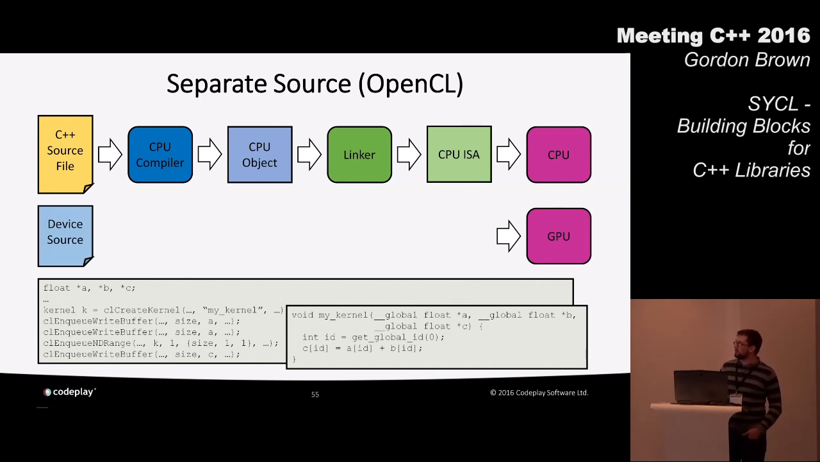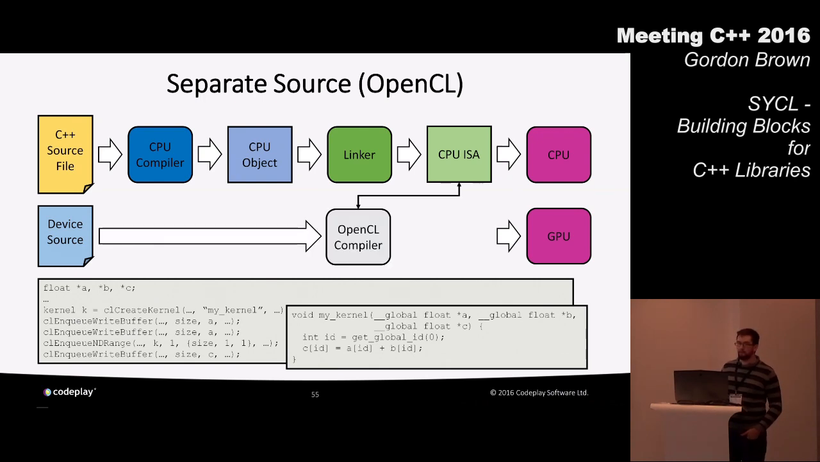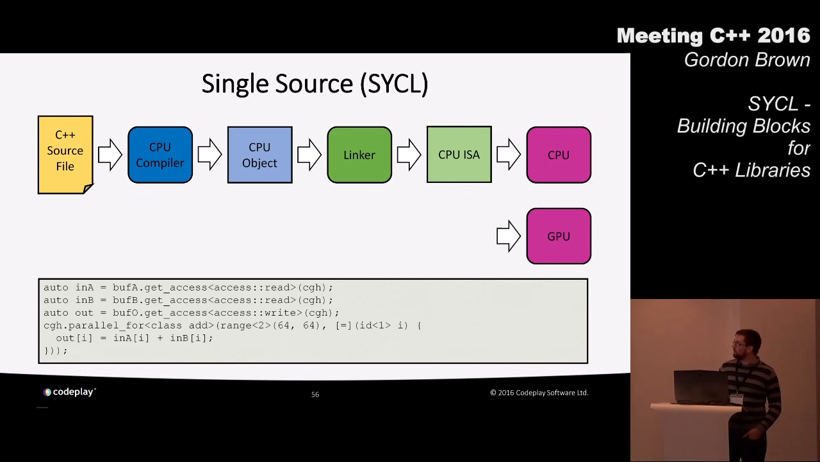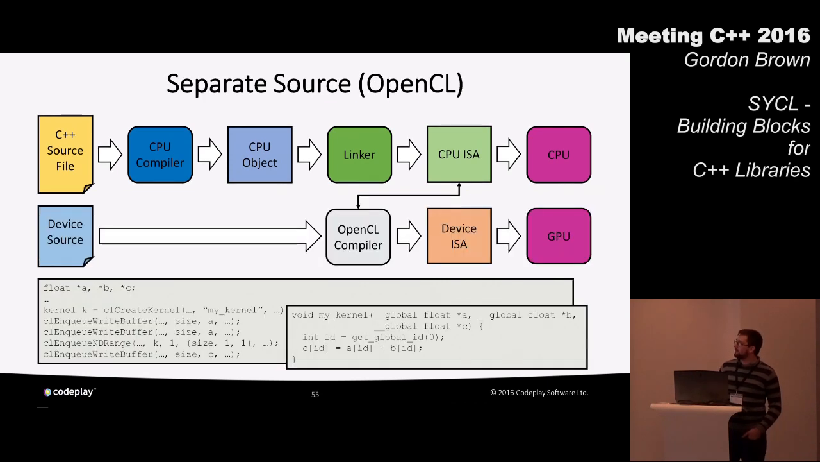The way separate source works is you have a separate device source file alongside your host source, and that's passed into the OpenCL compiler, which is linked with your executable through a shared library. And this generates your device executable that's run on the GPU or any other device. However, the issue with this is that because you compile your device source at runtime, your device source has to be shipped with your executable, which can be a problem for some people.